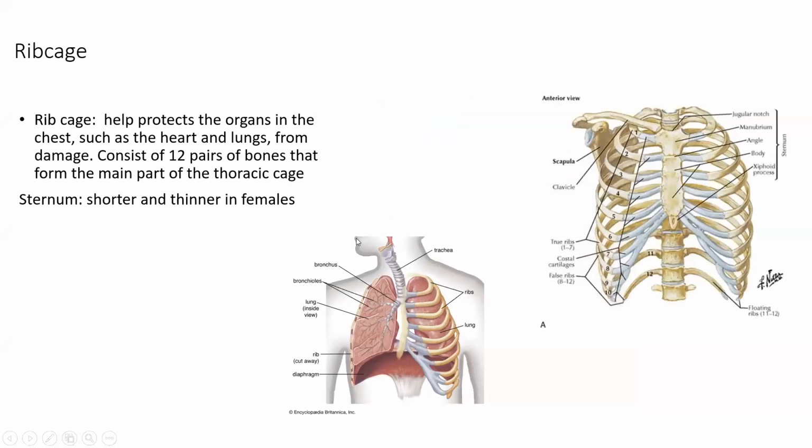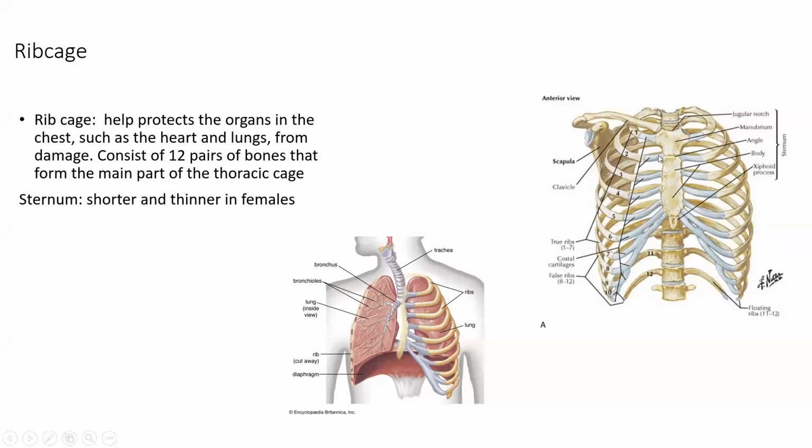So the rib cage helps protect the organs in the chest, such as the heart and the lung, from damage, and it consists of 12 pairs of bones, or ribs, that form the main part of the thoracic cage. So this whole thing is the thoracic cage, or you can call it the chest wall, and it extends from the vertebrae towards the sternum. It increases the anterior, posterior, and transverse diameters of the thorax by their movements.